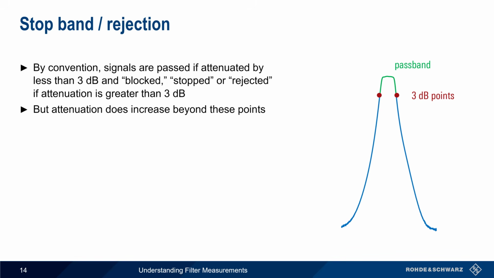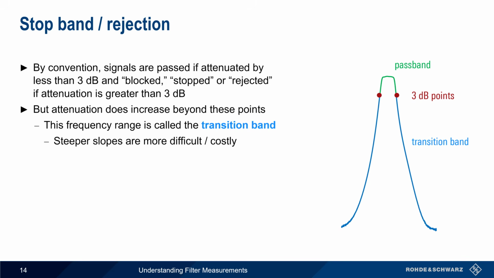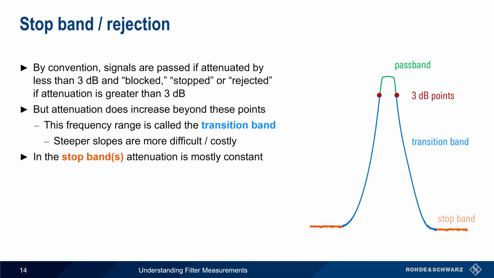Attenuation does, however, continue to increase beyond these 3 dB points, and the frequency range over which attenuation increases is often referred to as the transition band. The rate at which attenuation increases, or the slope of the attenuation curve, is a function of filter design, and generally speaking, steeper slopes within the transition band are more difficult and/or more costly to obtain. The region where attenuation becomes more or less constant is called the stop band.